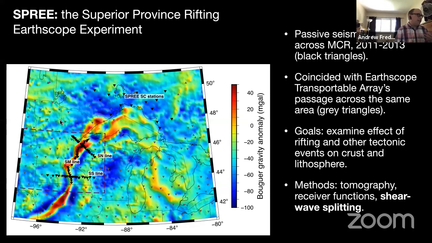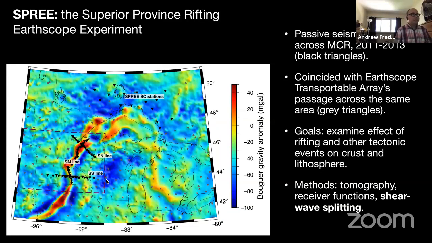which was subdivided into four subarrays. A more diffuse array north of Lake Superior, which was basically intended to make sure that there was coverage on both sides of the lake at the same time. And then dense arrays along the SM line and across the SN and SS lines, the rift axis itself, where the rift is on land in Minnesota and western Wisconsin.